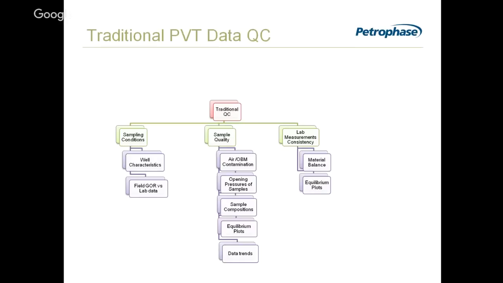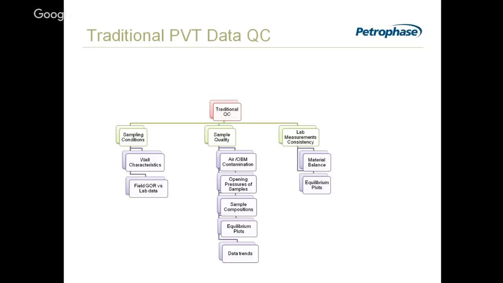We have 3 branches: our sampling conditions, what was happening at the well; the field data versus the lab characteristics; and the central branch, sample quality, which is where the biggest focus is. Is the sample contaminated? Does it have air? Are the opening pressures correct? Are the compositions looking sensible? Equilibrium plots are very useful diagnostics, and I shall touch on that soon. And the lab measurements consistency.